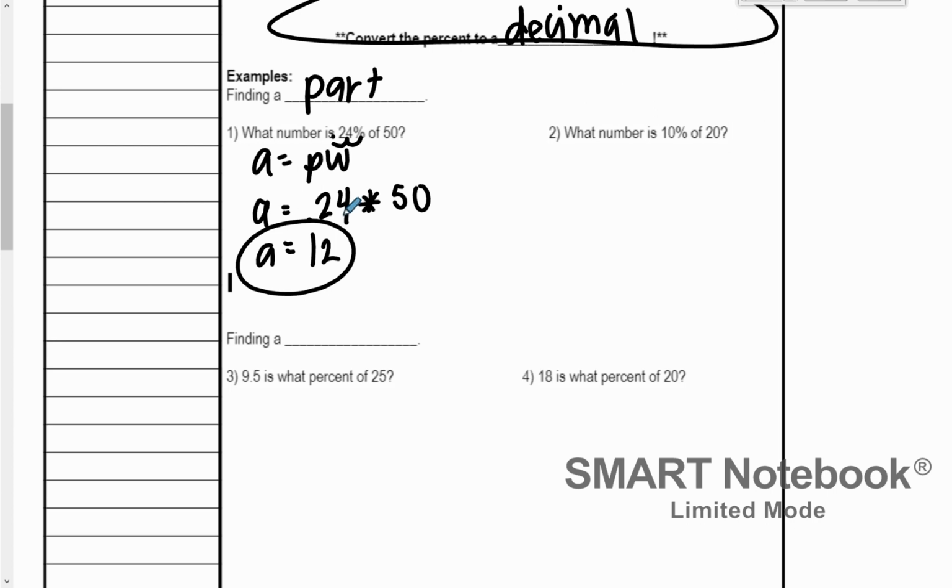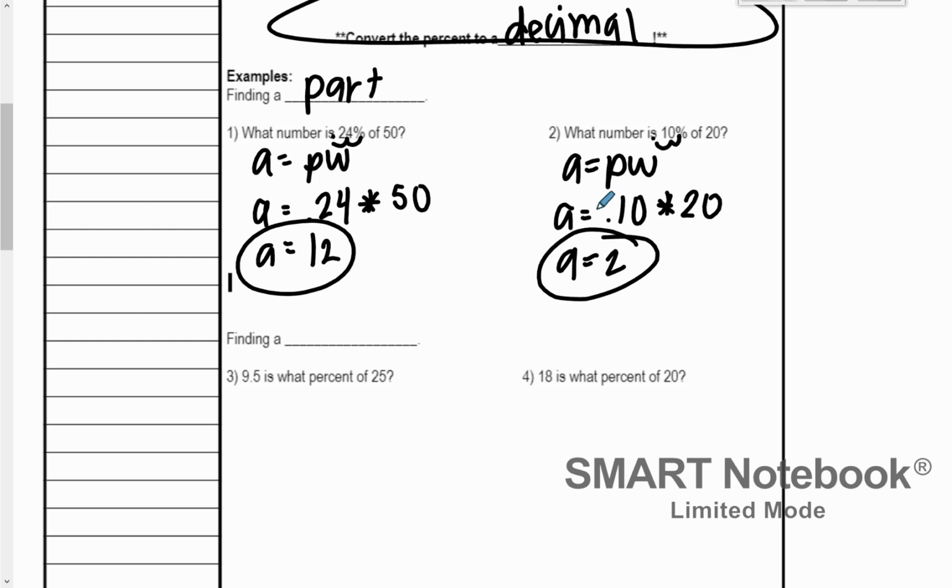All right. Pause the video, try this next one on your own. Same exact as the first example. Resume the video to check. Always start off with our equation, A equals PW. We've got our part missing, so we're just going to leave it as an A. We know our percent is 10, but we have to make it into a decimal, so it becomes 0.10 or 10 hundredths. We are going to multiply that by our whole, which is 20. In our calculator, we take 0.10 or 10 hundredths times 20 to get 2.